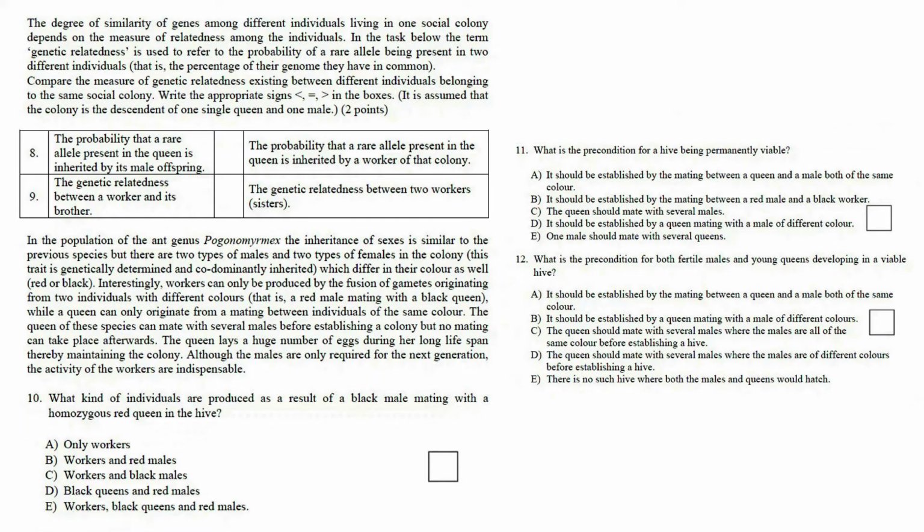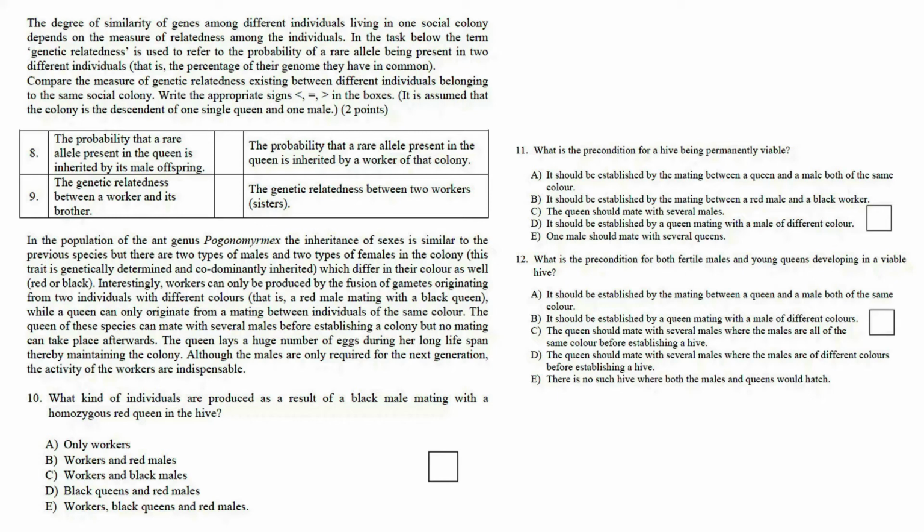The degree of similarity of genes among different individuals living in one social colony depends on the measure of relatedness among the individuals. In the task below, the term genetic relatedness is used to refer to the probability of a rare allele being present in two different individuals, that is, the percentage of their genome they have in common. Compare the measure of genetic relatedness existing between different individuals belonging to the same social colony. Write the appropriate signs, smaller than, equal, or larger than, in the boxes. It is assumed that the colony is the descendant of one single queen and one male.